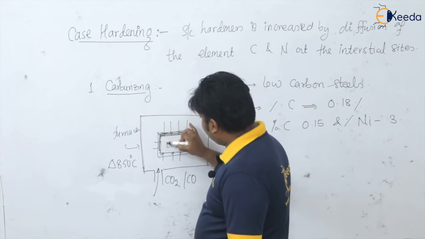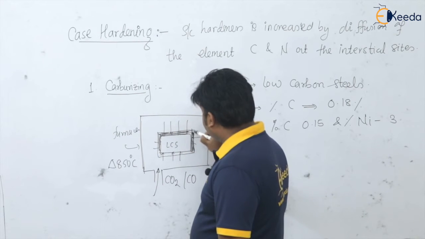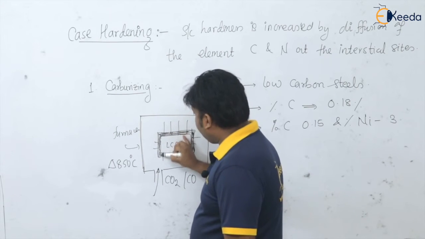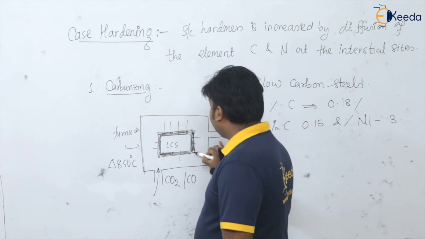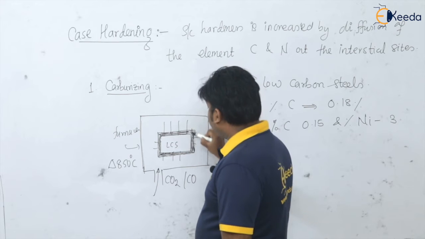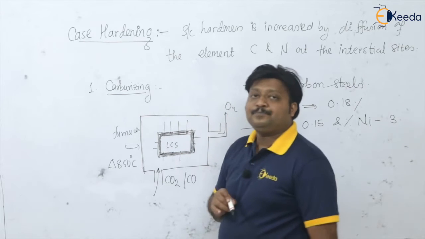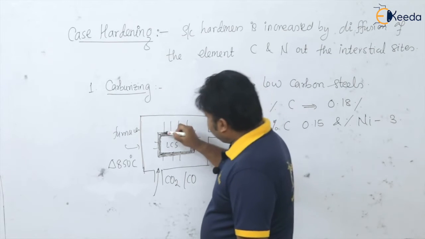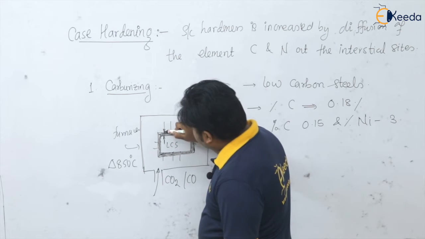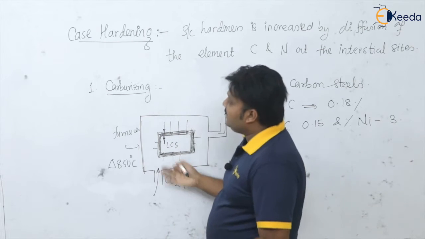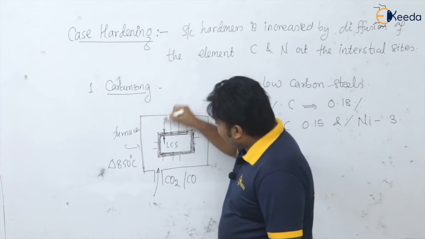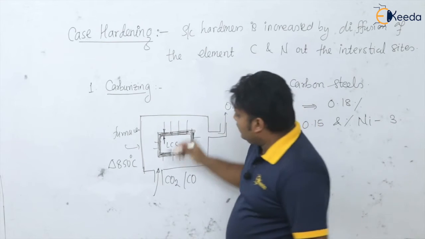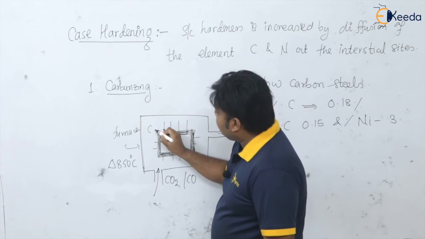Basically I have to show below this, but assume that this was our low carbon steel specimen, and now this carbon is penetrating, or we are sending this carbon to the interstitial sites of this low carbon steel. So definitely, whatever this thickness up to which this carbon in case of carburizing, the nitrogen in case of nitriding, are getting penetrated onto the surface layer is known as the case depth.